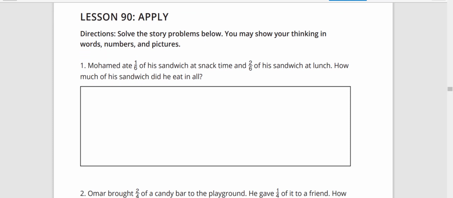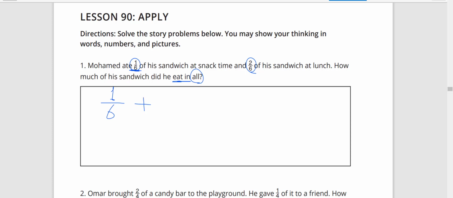Solve the story problems below. You may show your thinking in words, numbers, and pictures. Number 1. Muhammad ate one sixth of his sandwich and ate two sixths of his sandwich at lunch. How much of his sandwich did he eat in all? The first one sixth, two sixths, 3 in all.